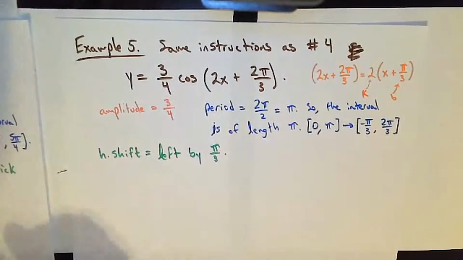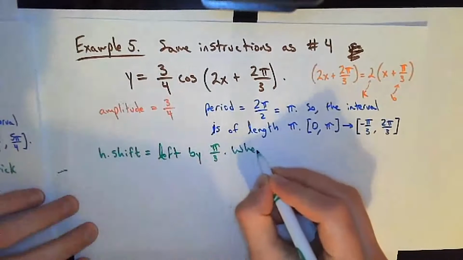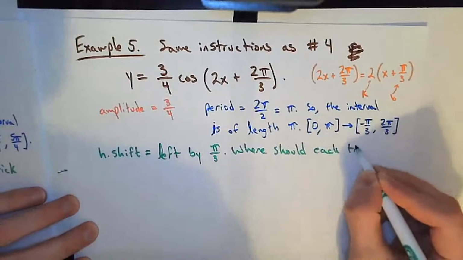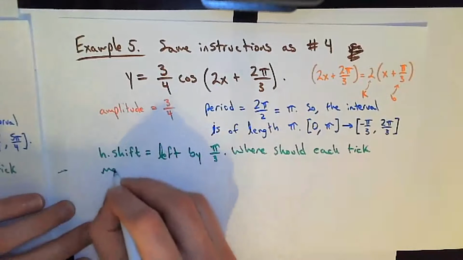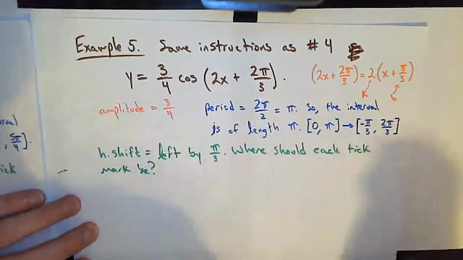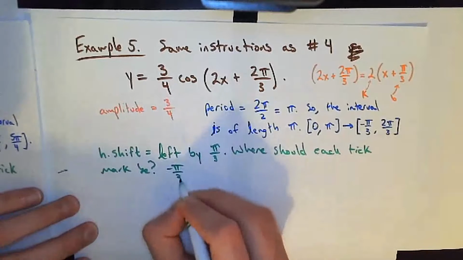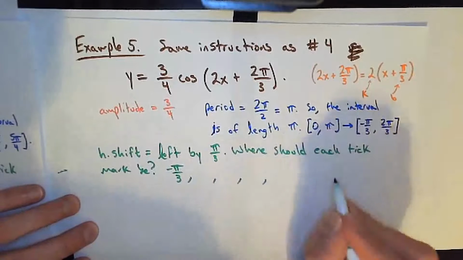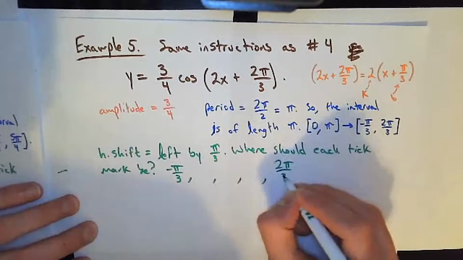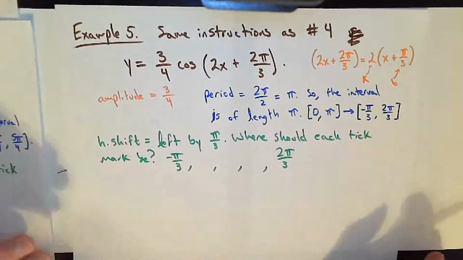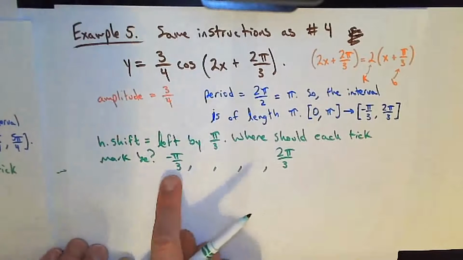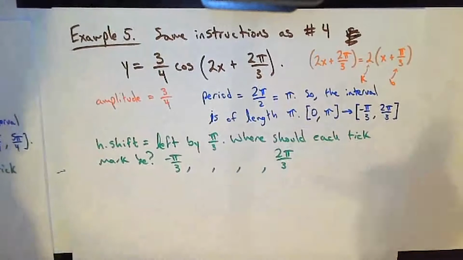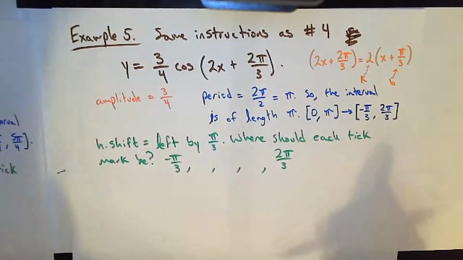I'm going to ask the same question that I did for the other example. Down here, though, where should each tick mark be? Start off with negative pi on 3, then blank, blank, blank, blank, blank, and then the ending at 2 pi on 3. All right. What do we add to each? What do we add in increments here to get these unknown values where the tick mark should be? We should add pi on 4.